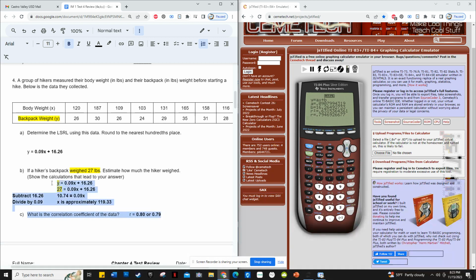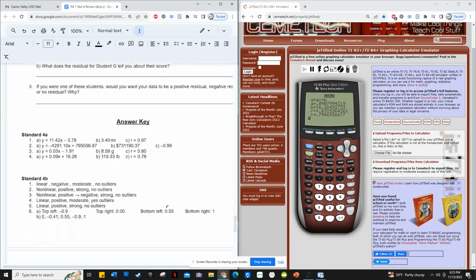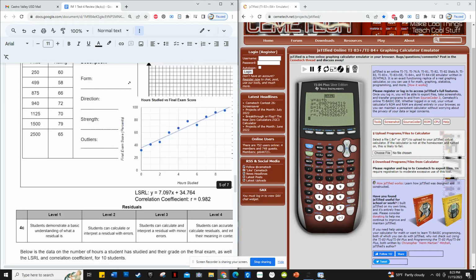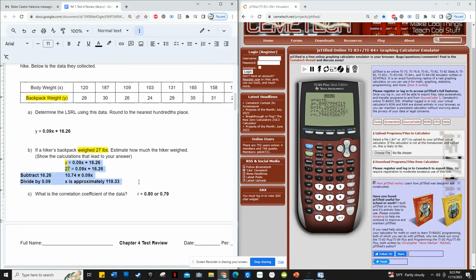So comparing these answers to the ones on the answer key on the very bottom, we're going to notice that the answers do match up. If you have any questions about how I got to my answer, you could rewatch the video or just let me know.